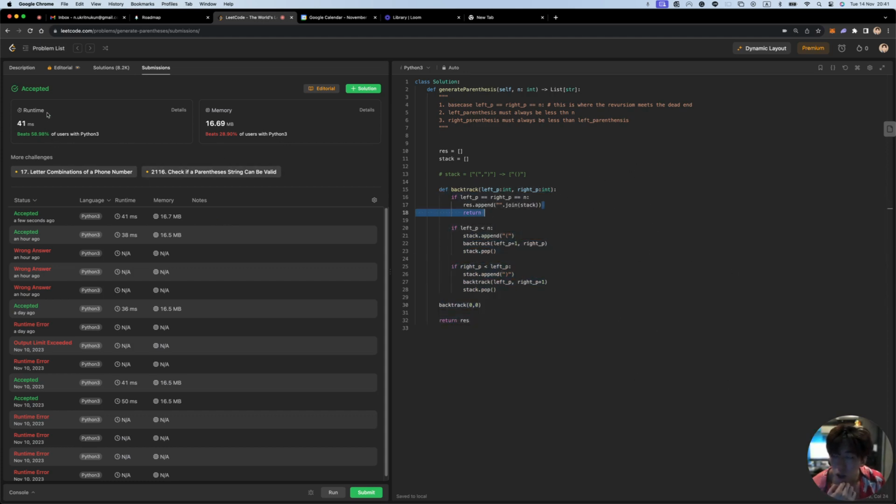The key to remember is that we need to understand these three key points before we code the solution, and that we can create another function for the backtracking method.